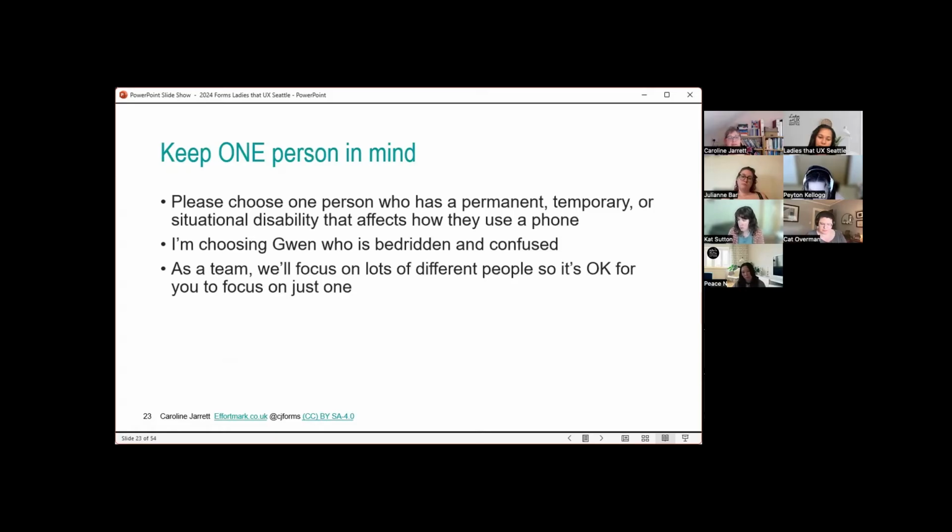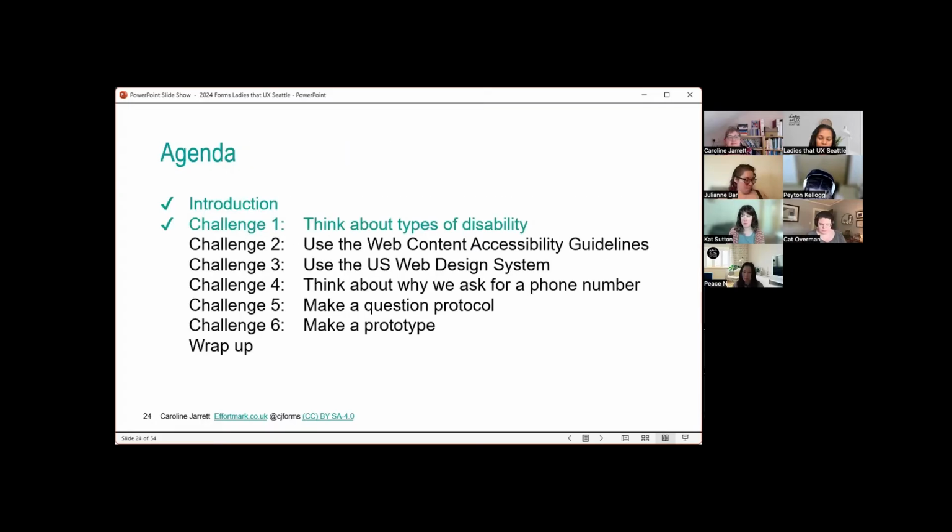And I'm going to think about Gwen, who is an elderly person. She's bedridden and confused, and she actually can't use a phone at all. All phones have to go to her daughter, who's her primary carer and administrator, but is actually in a different city. So how are we going to handle that when it comes to asking for a phone number? And for the moment, it's okay just to focus on one person, because as a team, we'll be covering quite a range of different disabilities.